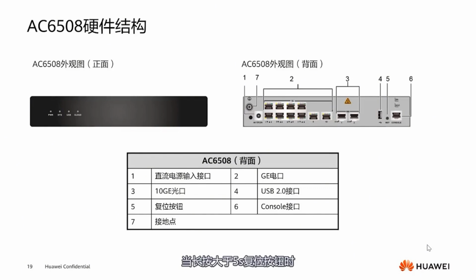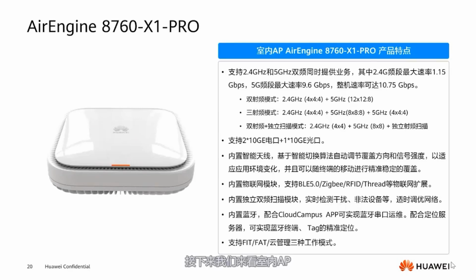8760, 6760, 5760. These APs are categorized into flagship, high-end, and mid-low-end models. This one in the picture is Huawei's latest flagship AP. Of course, it is our most powerful AP to date.